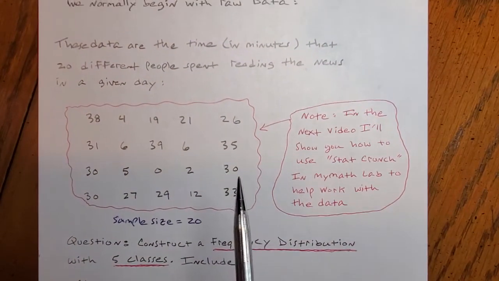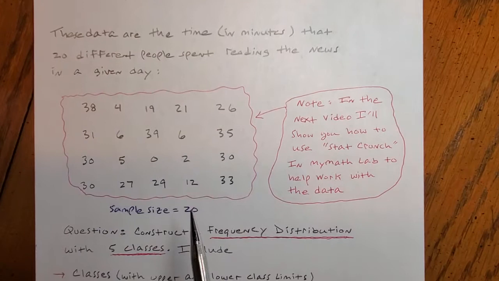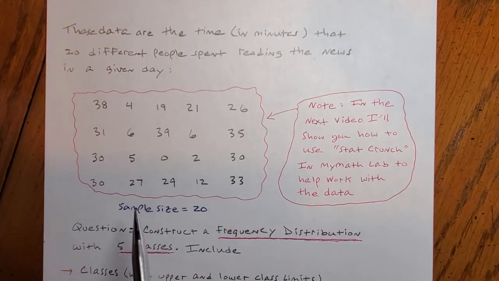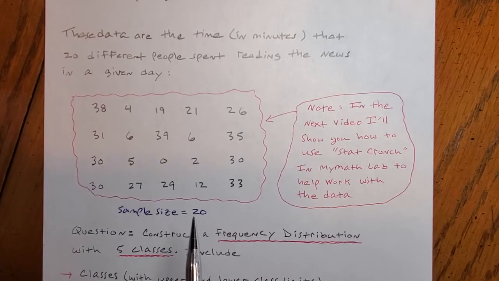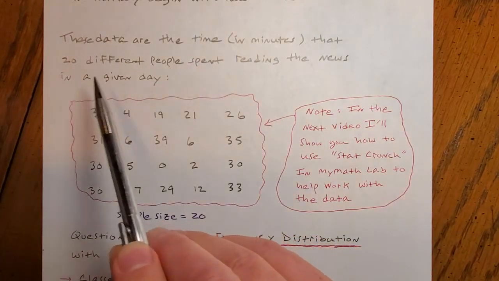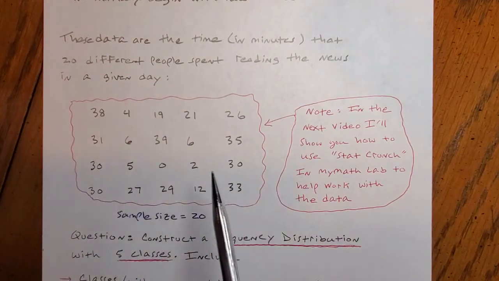Now, when we have raw data, there will be a certain number of numbers, okay? And that's called the sample size. So, they have collected data on 20 different people. There's 20 numbers here. The sample size is 20, okay?